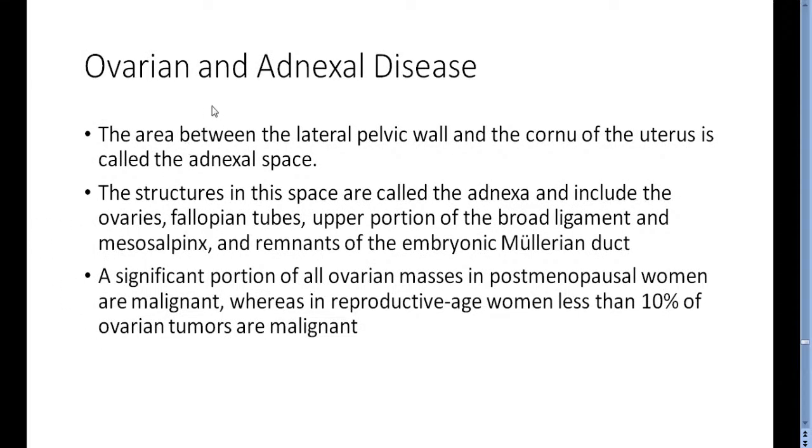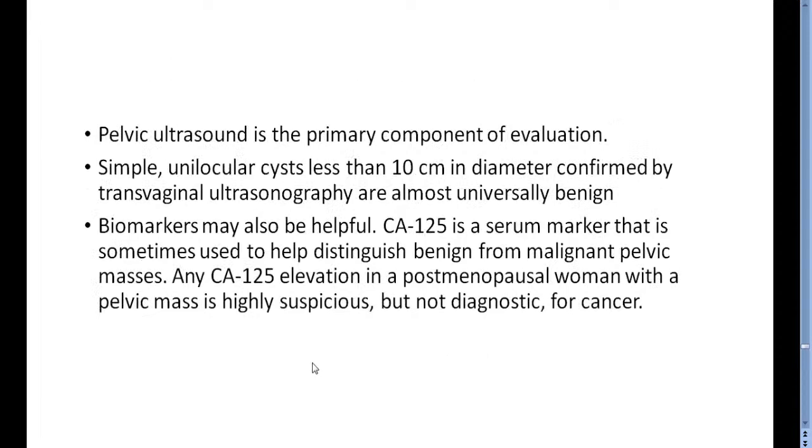Ovarian and adnexal tumors. The area between the lateral pelvic wall and the corner of the uterus is called the adnexal space. The structures in the space are called adnexa, and obviously these are ovaries, fallopian tubes, ligaments, mesosalpinx, and remnants of the embryonic Müllerian ducts. A significant portion of all ovarian masses in postmenopausal women are malignant, whereas in reproductive age women less than 10% of ovarian tumors are malignant.